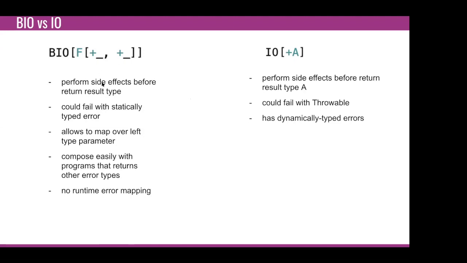So you could map over it and compose different programs that have different error types. Also, you don't have this overhead due to runtime error mapping. I also need to mention that we use BIO from Izumi framework, and Izumi framework's implementation of BIO is based on ZIO.